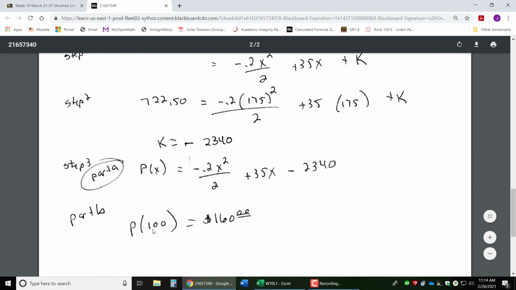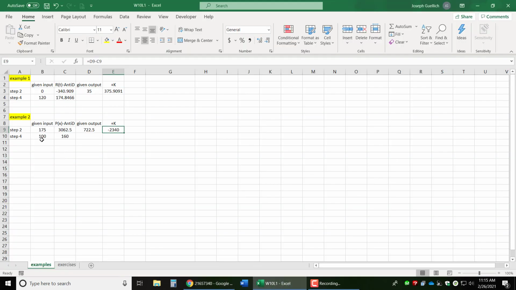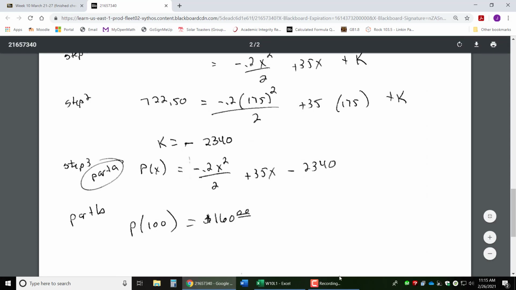and then evaluate the function. Back to Excel. Again, when you do that evaluate, you're going to take the antiderivative cell, and then you're going to add that K cell to it. Like that. Now you know how to do it. Easy peasy. Done with the video.